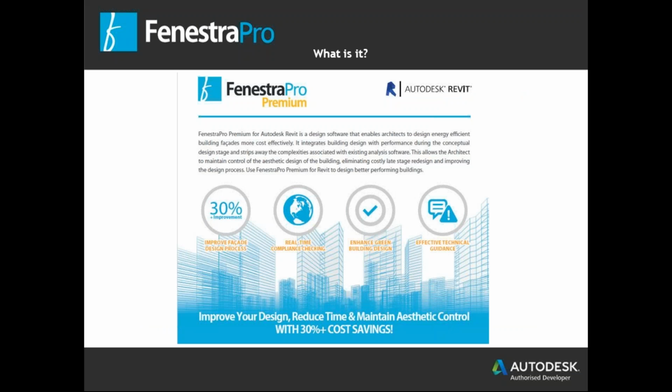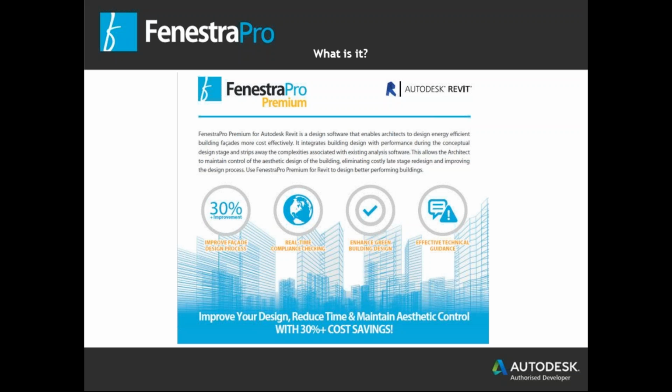Now, an example of using something that also involves information is Fenestra Pro. What is Fenestra Pro? Simply, Fenestra Pro is a Revit add-on that enables architects and designers to make smarter decisions for a better performing building. Folks, this is the software that's about maximizing passive design and energy savings, and it's all about the information in Revit.